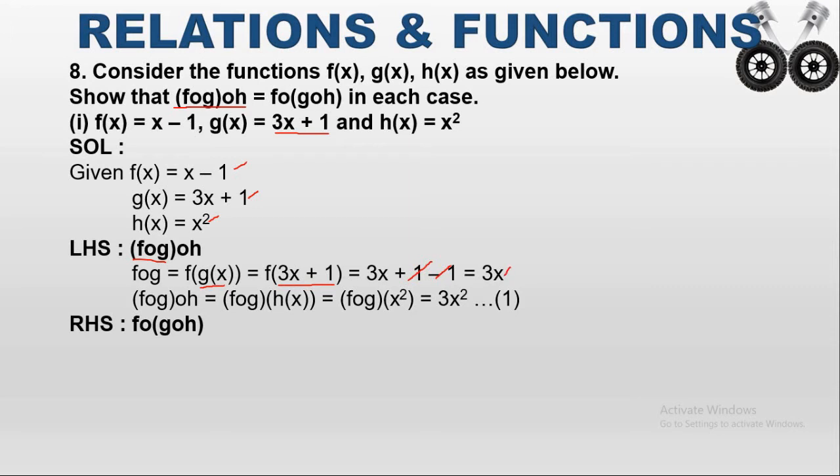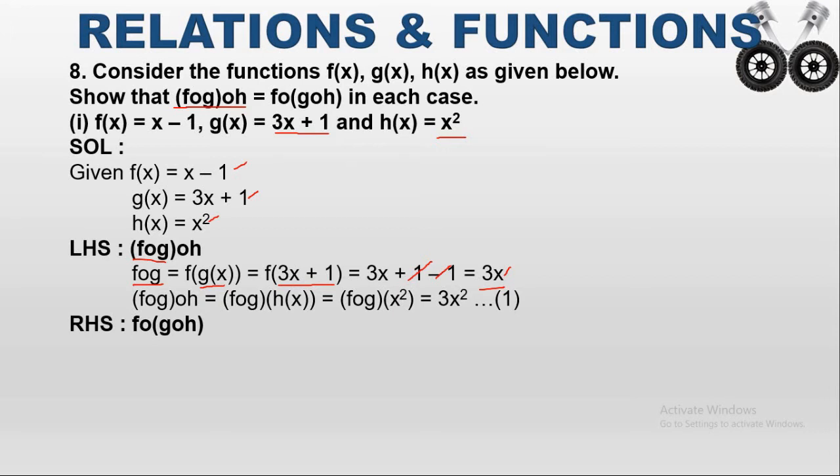Next, you have to show (f composition g) composition h. That can be written as f composition g of h of x. What is the h of x value? It is x square. So instead of h of x, you write x square. So f composition g of x square. What is the value for f composition g? It is 3x. So wherever there is x, you substitute x square. So it can be written as 3x square. So the LHS is 3x square. That can be taken as equation 1.